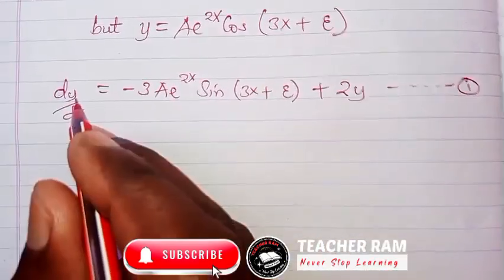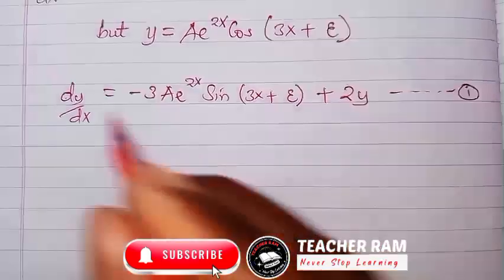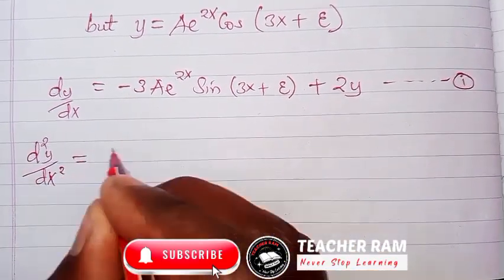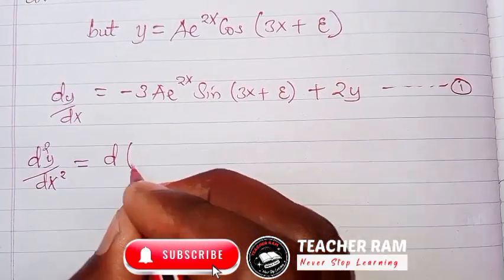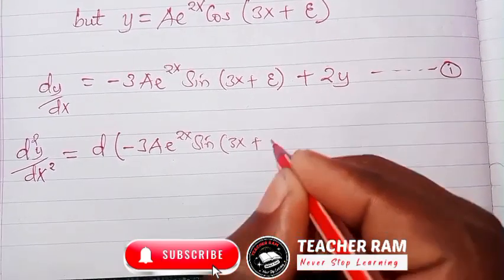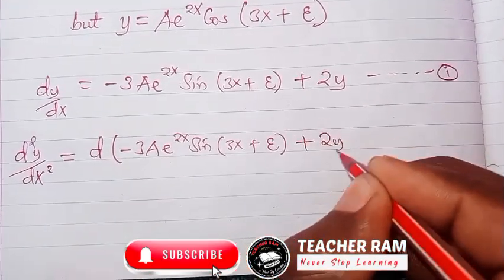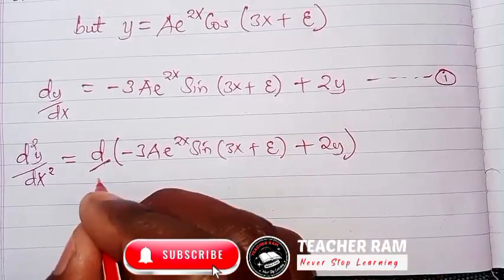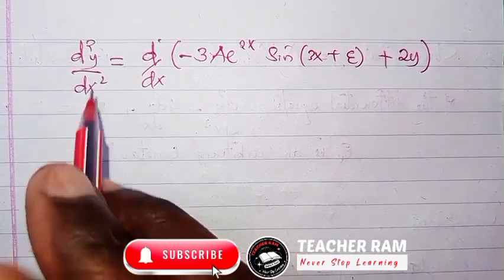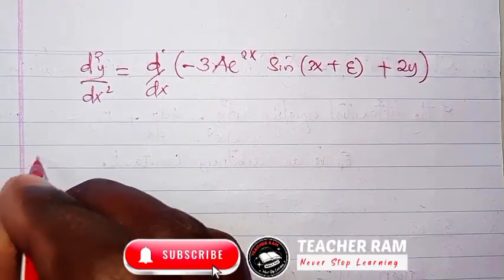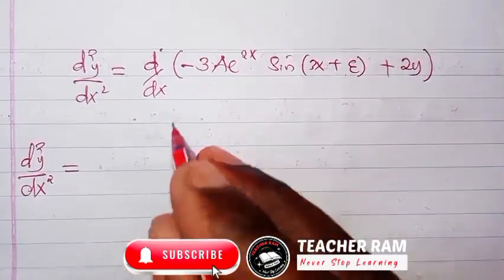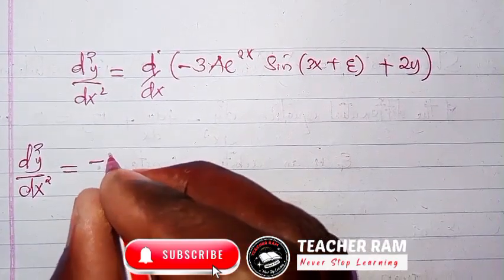After that, let's differentiate it again for the second time. The second derivative of y with respect to x equals the derivative of negative 3a e^(2x) sin(3x + ε) plus 2y, with respect to x. Here the 3 is a constant, let us keep it out.